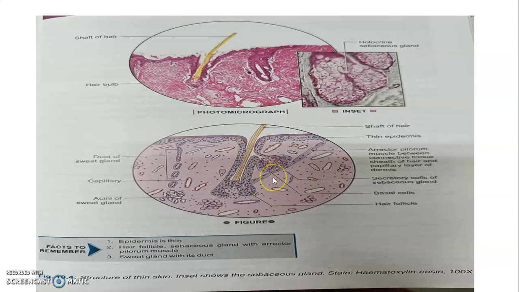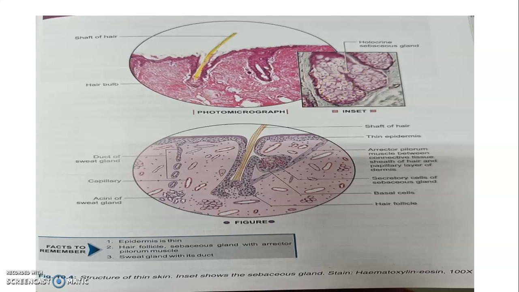The secretory portion of these glands comprises rounded acini lined by a single layer of epithelial cells with round nuclei. Towards the center of the acini, the cells become polyhedral and they are occupied by fat droplets. Their nuclei shrink, the cells break down, and so they are called holocrine glands.